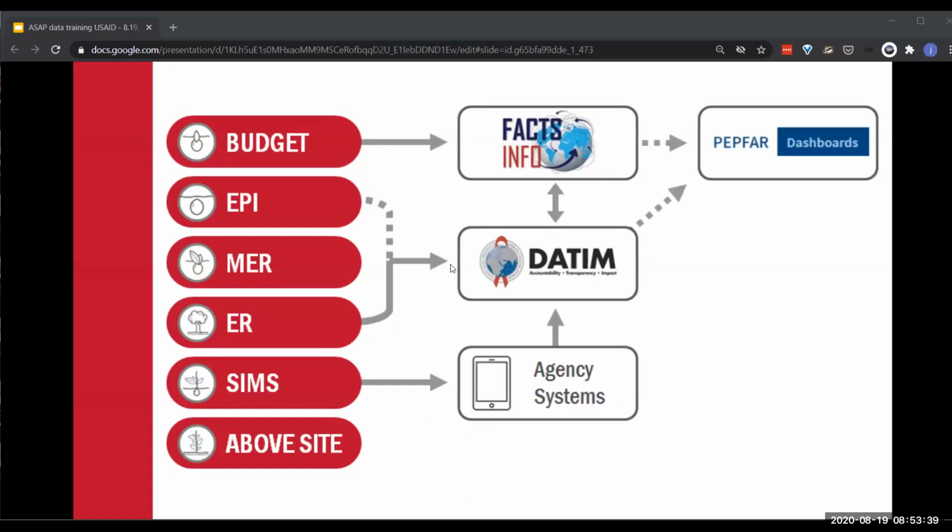Now we're getting into how you look at the data for those systems. For FACTS Info and Datim, you would enter the data into those systems. The middle column is the actual computer system where the data is entered and stored. The place where you interact with the data is these PEPFAR dashboards, which are available to the general public at data.pepfar.gov. It is a way for you to see how the data you have entered into these systems is being looked at and used. That's just a very quick overview of the different places the data is stored and where you're able to interact with the data.